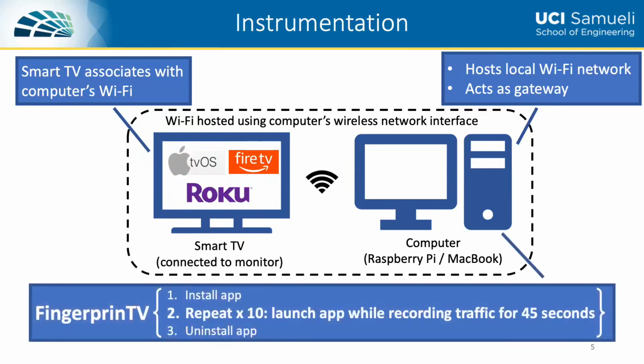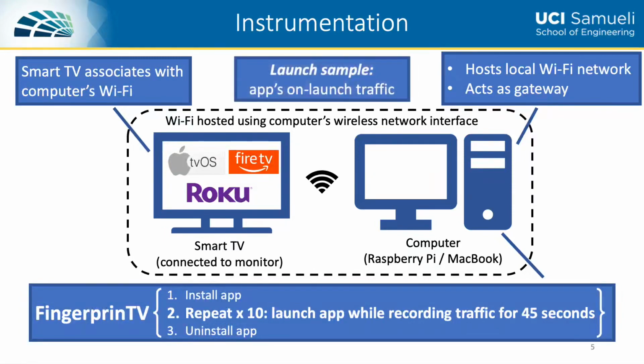Finally, we run our software, FingerprintTV, on the computer. FingerprintTV automates collection of apps' launch traffic. For each app, FingerprintTV programmatically installs the app on the smart TV, launches the app 10 times while collecting traffic on the computer's wireless network interface, and ultimately uninstalls the app from the smart TV. In the following slides, we'll use the term launch sample to refer to a single recording of the traffic an app generates at launch.